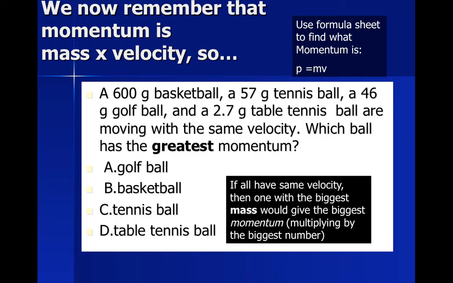Okay, so since they all have the same velocity, we're looking for the one with the biggest mass, because they're all moving with the same exact speed and direction, because velocity is speed with direction. So the only thing that would really affect their momentum is the mass. So to have the most momentum, we need the biggest mass. That would help us multiply by the biggest number and get the biggest answer for momentum. So the basketball out of these options has the largest mass out of all of them.